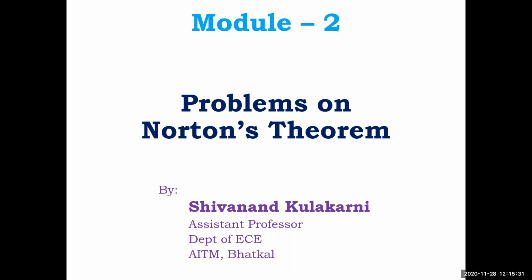In the previous video, we solved a few problems on Norton's theorem. They were of the first kind, so there were only independent sources and resistors, so straight away we used the first case. In this video, we look at the remaining cases.